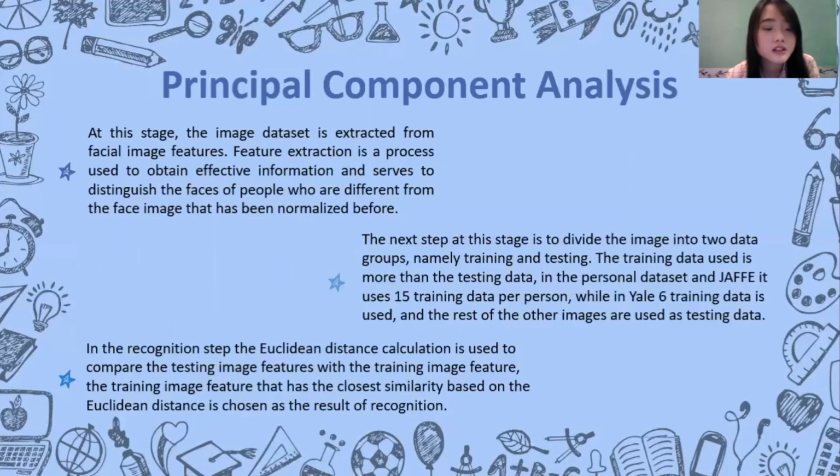In the recognition step, the Euclidean distance calculation is used to compare the testing image feature with the training image feature. The training image feature that has the closest similarity based on the Euclidean distance is chosen as the result of recognition.